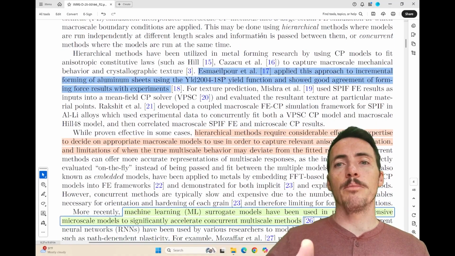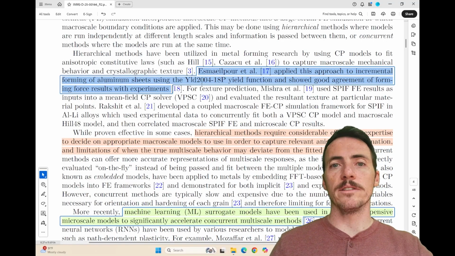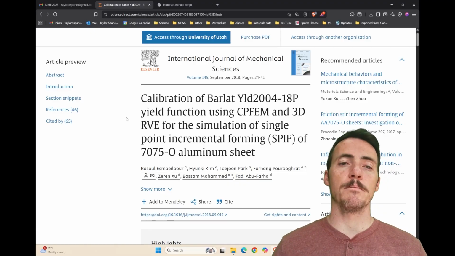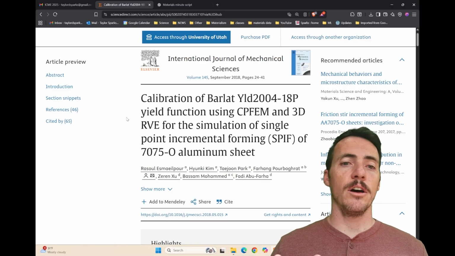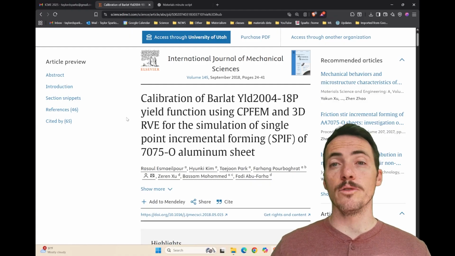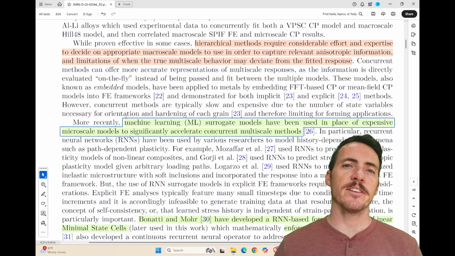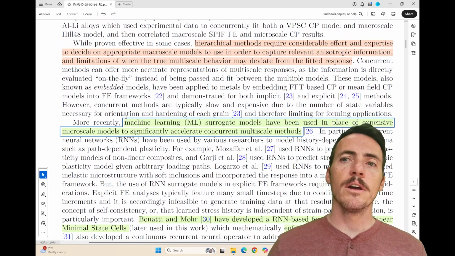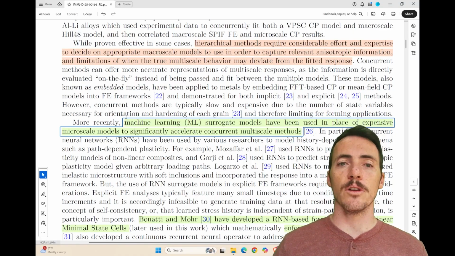For example, Ismail-Pour showed that you could apply this to incremental forming of YLD 2004 18P. Here's that paper where you can see they were actually modeling the deformation of a 7075O aluminum sheet undergoing single point incremental forming using crystal plasticity and a 3D RVE. And the problem with that is that these sort of hierarchical methods are just really, really slow, right? They require a lot of effort and expertise, and ultimately they are slow.